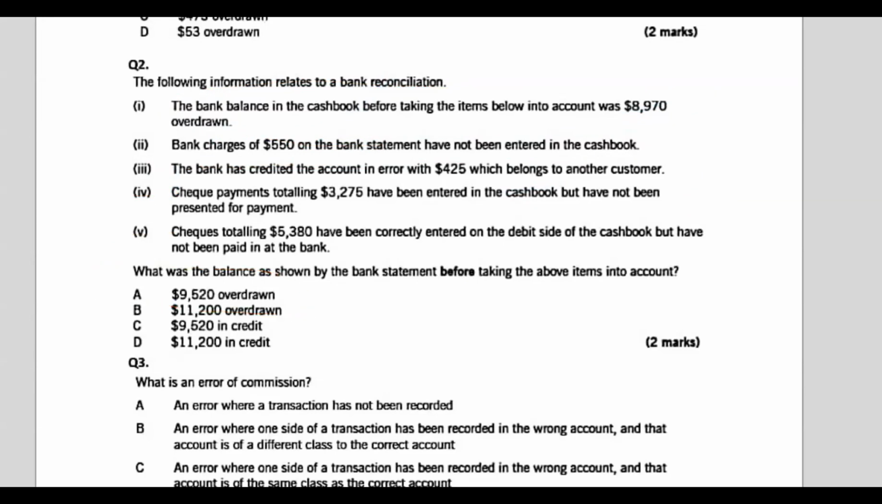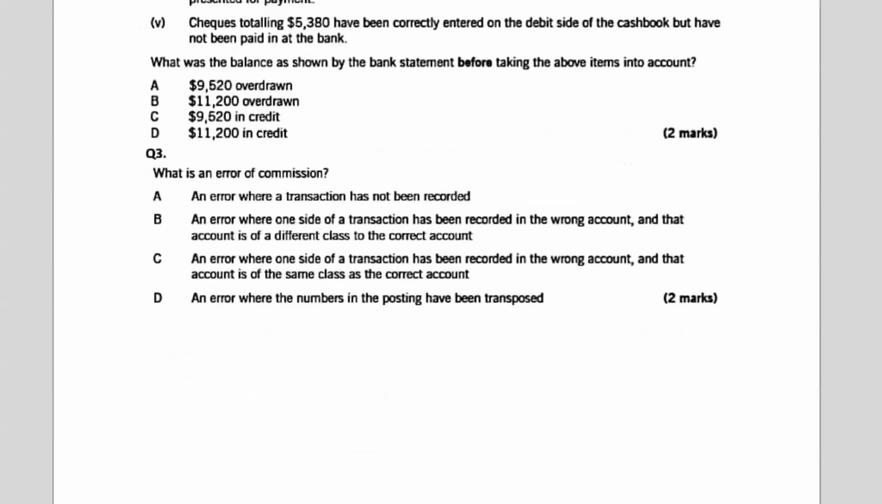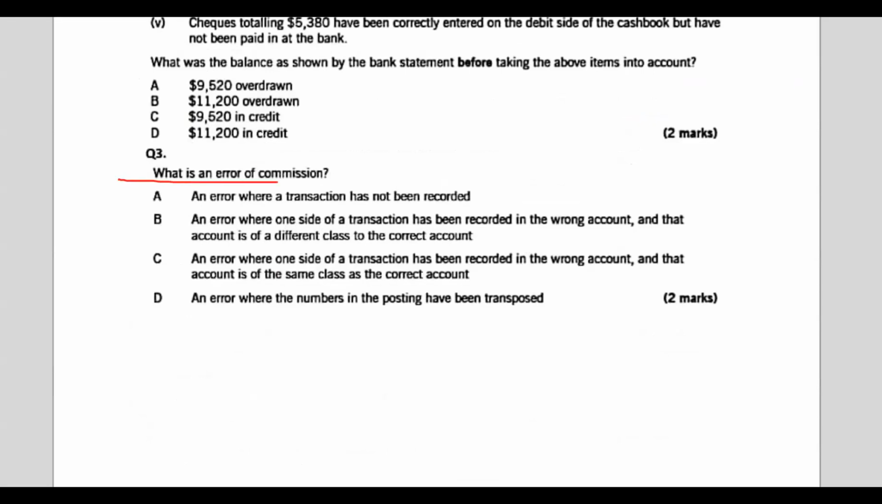Then, what is an error of commission? What is an error of commission? Question number 3. What is an error of commission? Friends, do you remember it? Yes, madam.